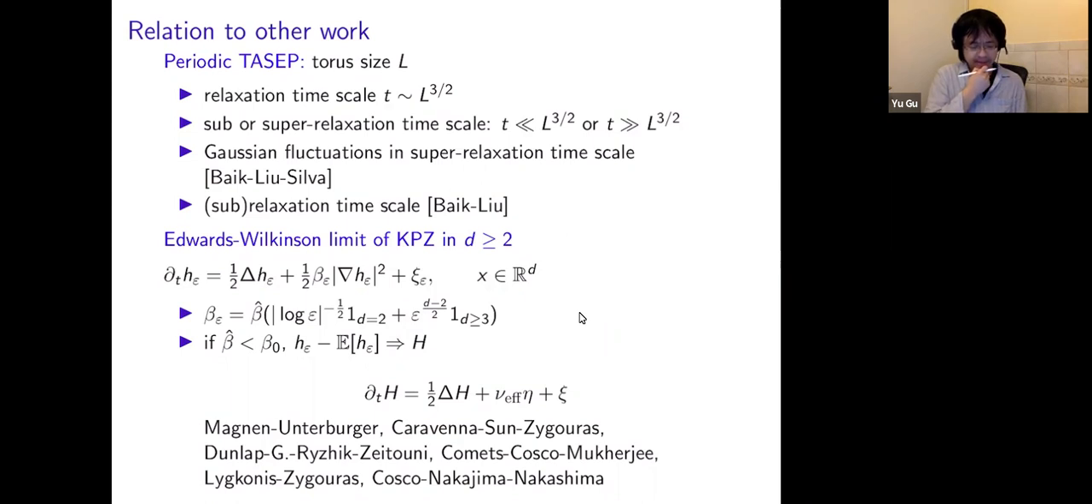The second difference is the Gaussianity here. So here you have Gaussian limits, but the Gaussianity here is really a result of this weak disorder. So it's related to the fact that in high dimensions, in dimension greater than or equal to 3, the directed polymer is diffusive when you're in the high temperature regime. So that's the difference.